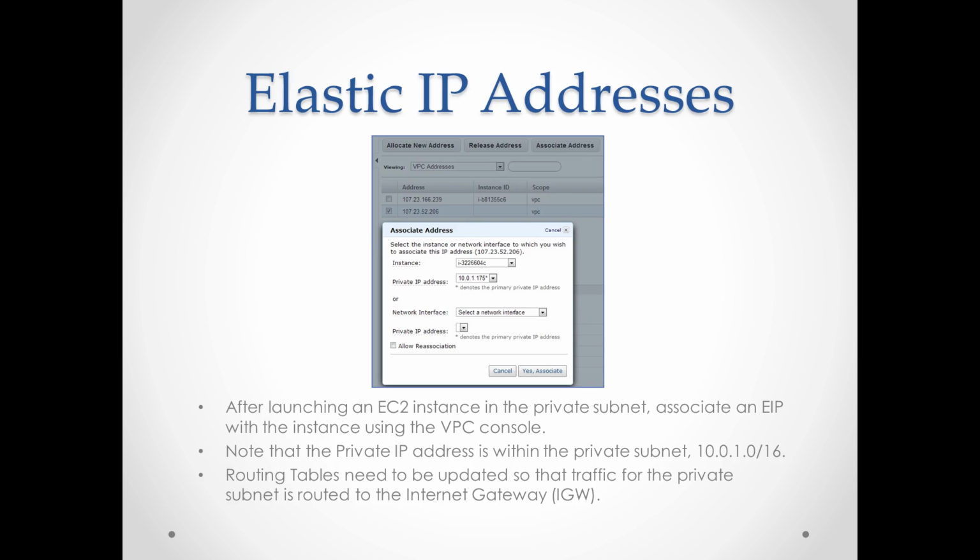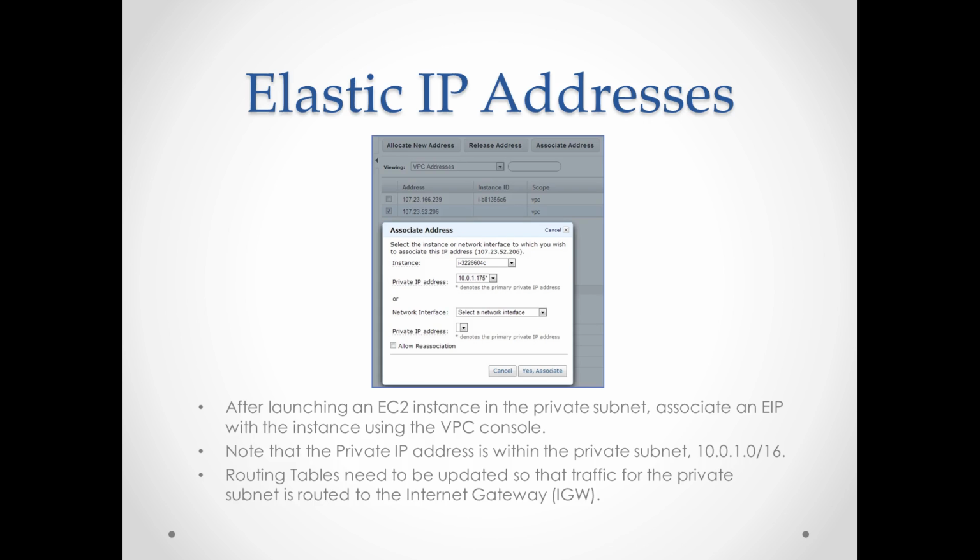In order to enable SSH connectivity between the public instance and the private instance, I use the VPC console in order to allocate an elastic IP to the private instance. In this image, I've already allocated a new address, which is 107.23.52.206, and now I'm associating that address with the private instance. The instance ID here matches the instance ID in the EC2 console, and you can verify that the private IP address is within the private subnet.